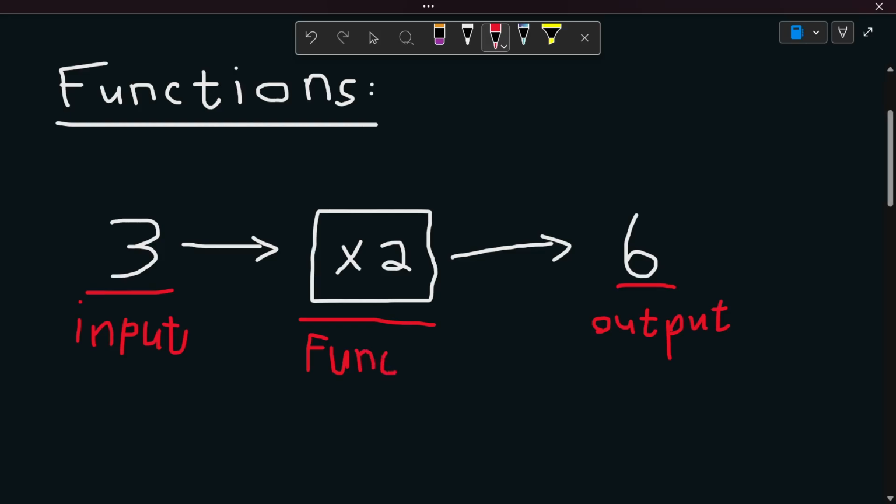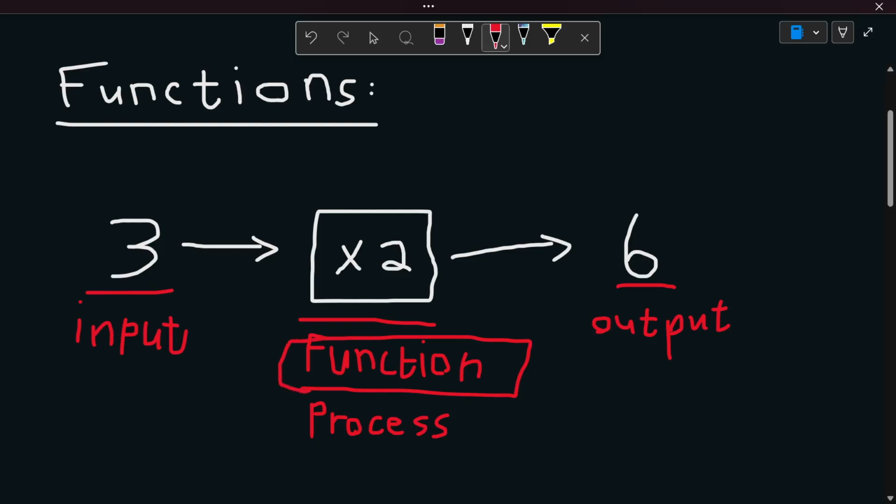There's actually two ways that we can interpret this. This middle one is called a function, or you can actually call it the process. This is the process it undergoes in order for the 3 to become 6, basically. What does the 3 need to do in order to become 6? It has to multiply by 2. That's a process that it undergoes. Or we can call it the function. But we are mainly focusing on the function in this case.